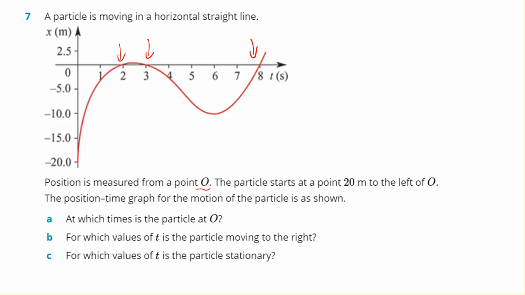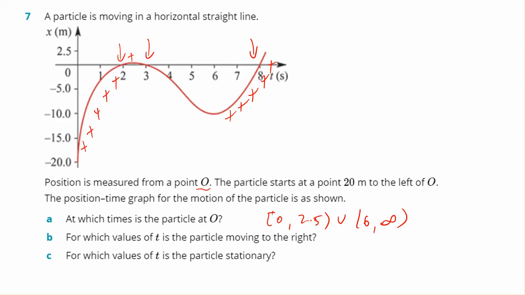It's basically asking you when is the gradient positive. The gradient is positive there, up to here, and then it's positive there. So I'd say between 0 and wherever the maximum is, 2.5, not including 2.5, and then from 6, not including 6, to infinity, not including infinity. So it's between these times.